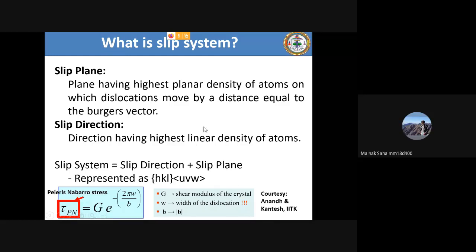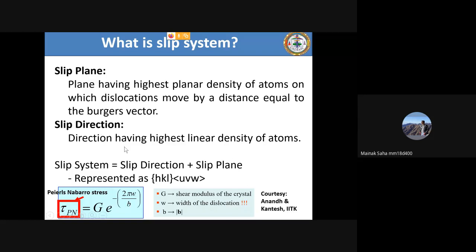Now what happens is that if the planar density is very, very high, actually these planes are the ones which are the most widely spaced. What do I mean? I mean that A has to be very high, the spacing between the planes has to be very high. If the spacing between the planes is very high, that qualifies as a slip plane, but that is not enough, because there is another term, B.